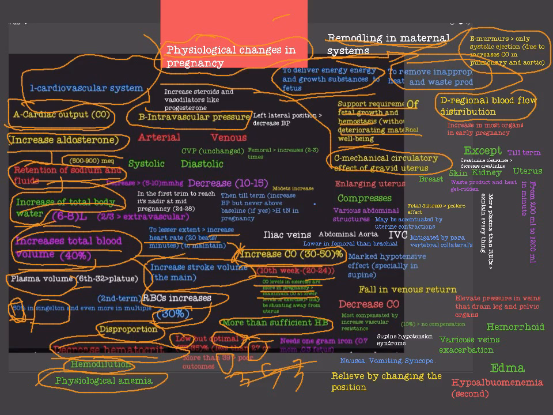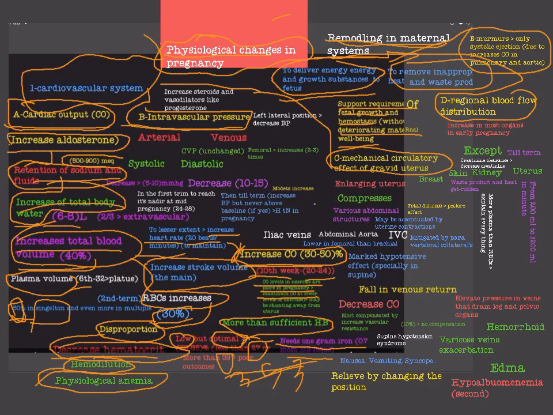And I want to remind you that in pregnancy we need 1 gram of iron, 0.7 for the mom and 0.3 for the fetus. Now let's move to the other changes in the cardiovascular system during pregnancy.